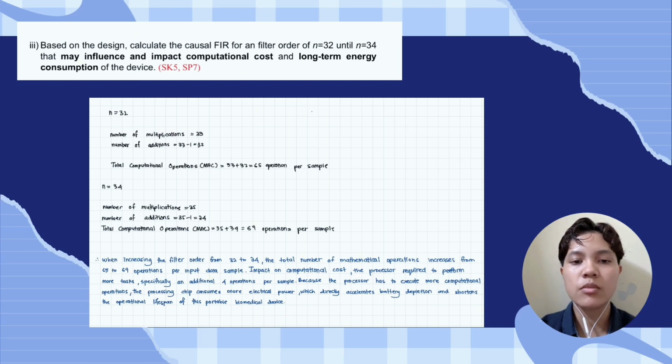In conclusion, moving to order 34 forces the processor to perform an additional 4 operations per sample. For a battery-powered wearable medical device, this higher computational cost demands more clock cycles, which directly leads to higher power consumption and will shorten the overall battery lifespan of the device. Therefore, a lower order like 32 is more cost efficient for long-term energy consumption.